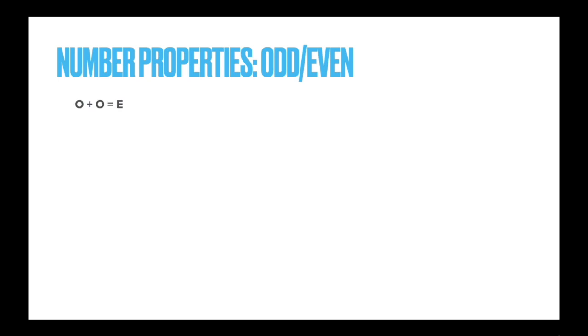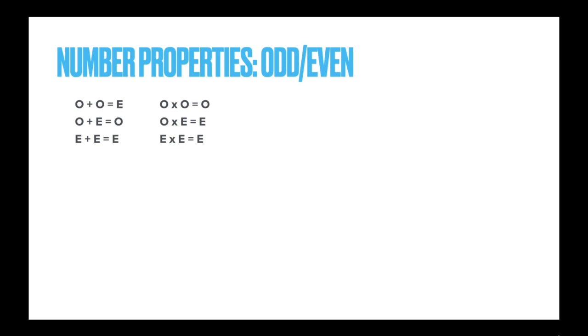If I add an odd and an odd, I get an even. If I add an odd and an even, I get an odd. If I add an even and an even, I get an even. If I multiply an odd by an odd, I get an odd. If I multiply an odd by an even, I get an even. And if I multiply an even by an even, I get an even.